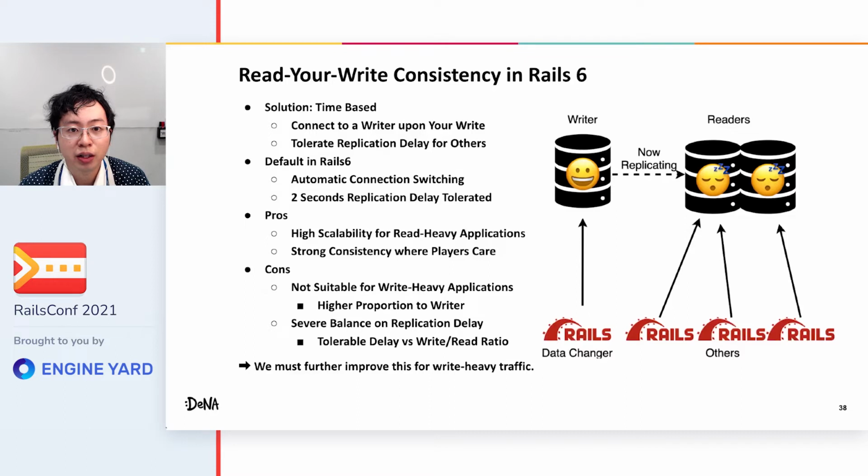On the other hand, there are mainly 2 cons for this architecture. The first one is that this is not suitable for write-heavy applications. Because of the higher proportion to the writer, traffic offloading is not so effective. Also, we have to strike a severe balance between replication delay and the write-read ratio. When the tolerated replication delay increases, the write-read ratio also increases, which means not scalable. So we must further improve this for write-heavy traffic.